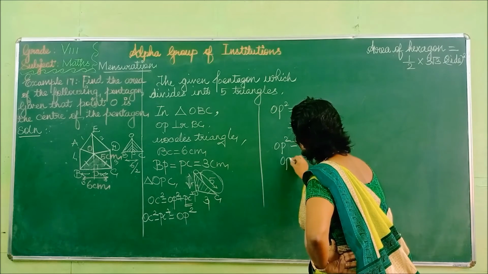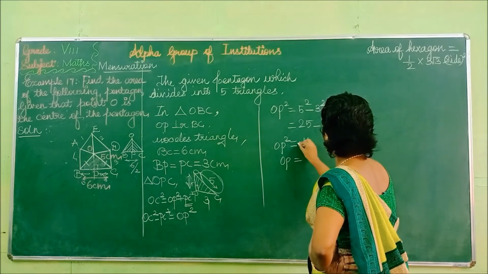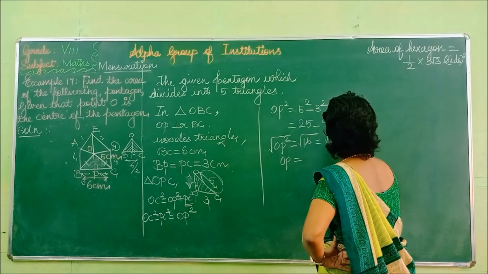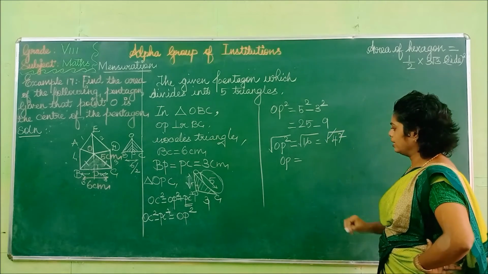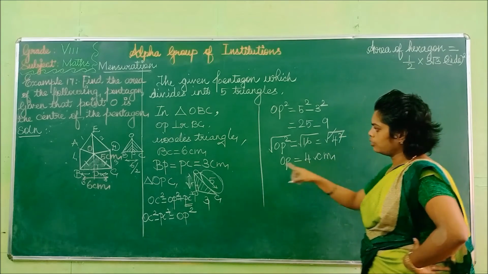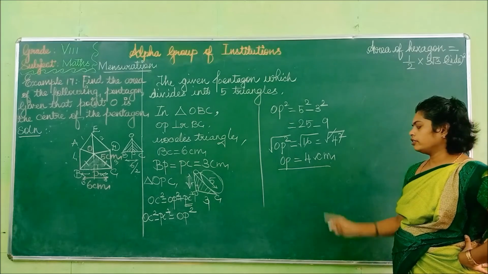Then what about OP? You need only the side. So take the square root on both sides. This can be written as 4 squared. The square root gets cancelled. The value of OP is equal to 4 centimeter. Because the unit given in the question is centimeter, you have to mention that OP equals 4 centimeter.